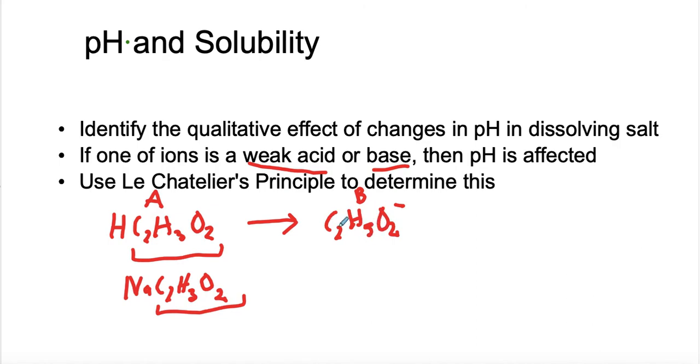If you add more of this, it's going to shift it this way. If you add more of the conjugate base, then it's going to shift it the opposite direction. We'll shift it this way, which is going to lose H+, which will raise your pH. So just to be able to describe that whole process there with pH and solubility.